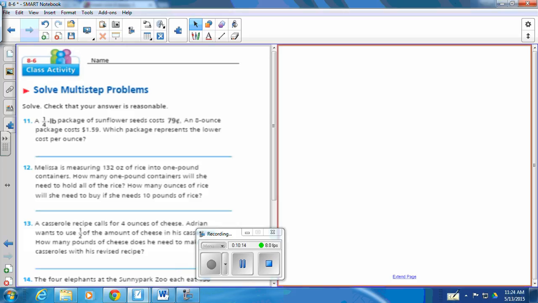Number 11, a 1/4 pound package of sunflower seeds costs 79 cents. An 8-ounce package costs $1.59. Which package represents the lower cost per ounce? This is something that as adults we use a lot, especially when we're going grocery shopping and they have all these different sizes of the same thing.